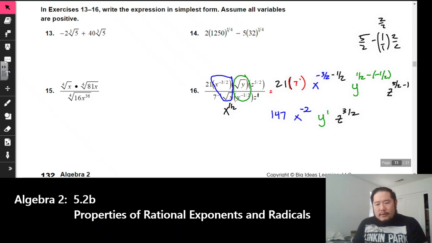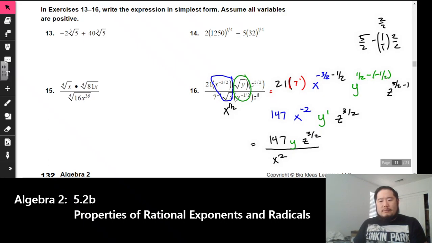All right, so we've got all that down. Let's see what else we could do to simplify this. Remember, we do not want negative exponents. So no negative exponents. Let me rewrite this. I've got 147 that will stay on top. This x squared we'll bring down below. The y will stay on top right there. And finally, we've got z to the 3/2 power. And there you go. We have simplified it.